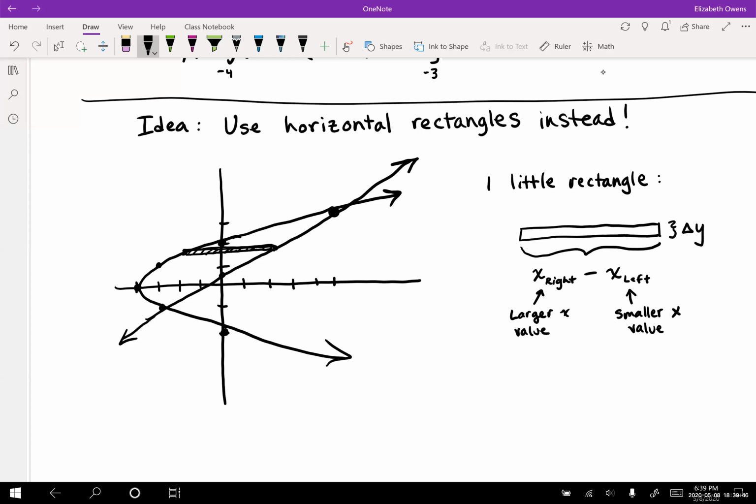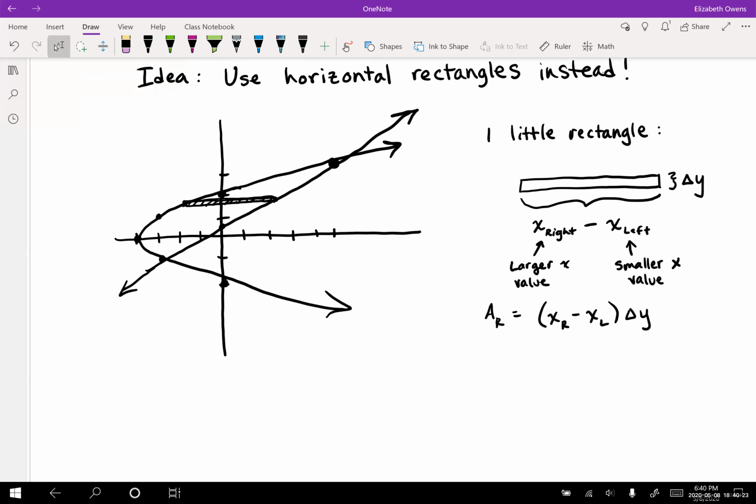Okay, so the area of one tiny little rectangle, we would multiply the width times height. Okay, and so I'm just going to abbreviate that as XR minus XL for the width and delta Y for the height. And so when we take our Riemann sum, when we get the full total area here, we're going to take the limit as n goes to infinity and add up an infinite number of these little rectangle areas. And we know that that is going to turn into the integral.